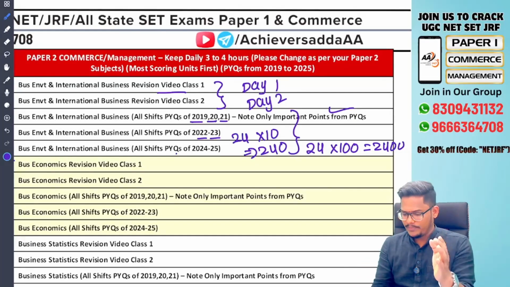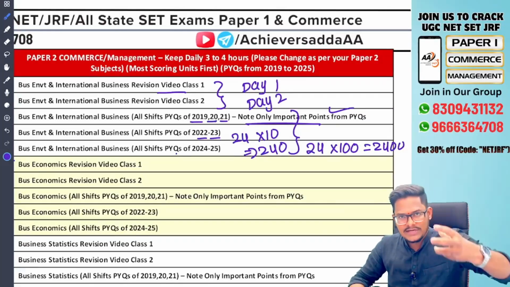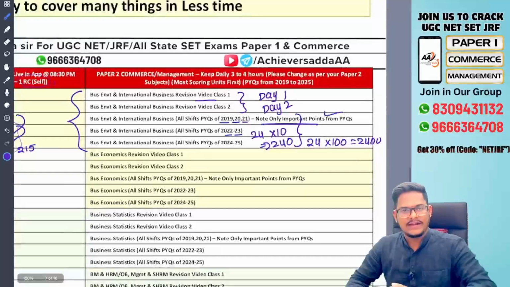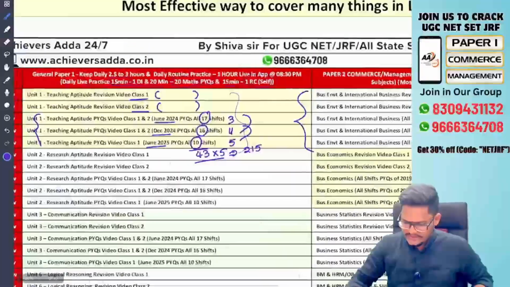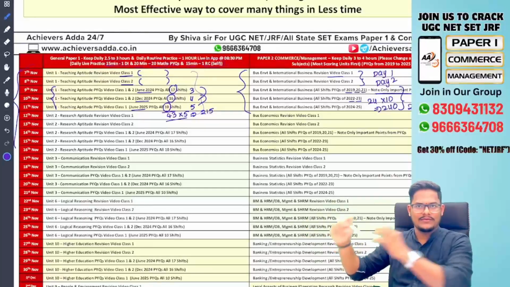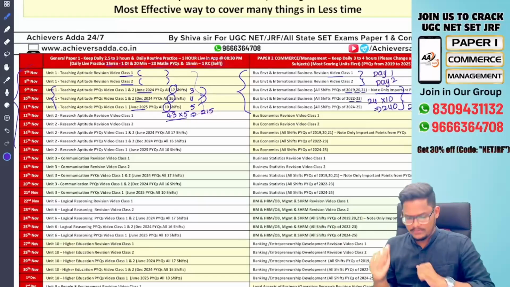If any new topics are coming, then make a note in your notebook. If it is a most repeated one, make a note in your notebook. Complete this particular unit in 5 days and move on to the next unit. Similarly for both papers, teaching aptitude and business environment. So in 5 days, one paper 1 unit and one paper 2 unit are completed.